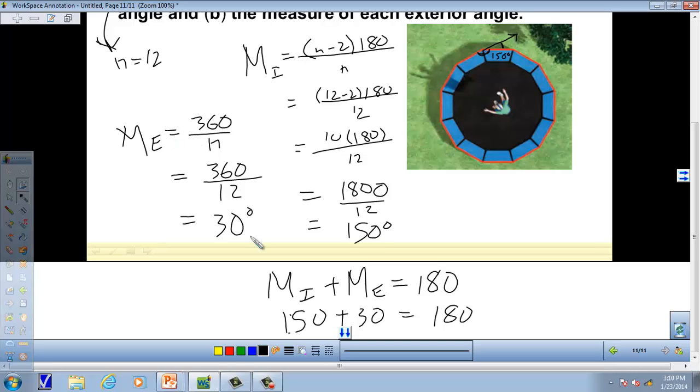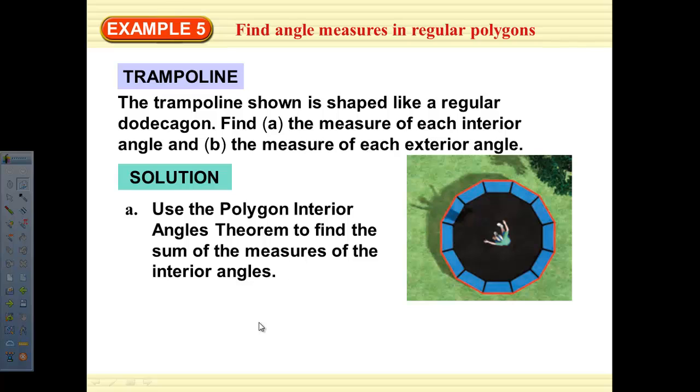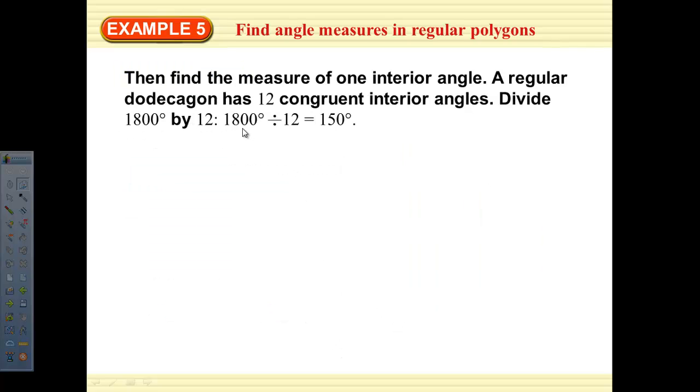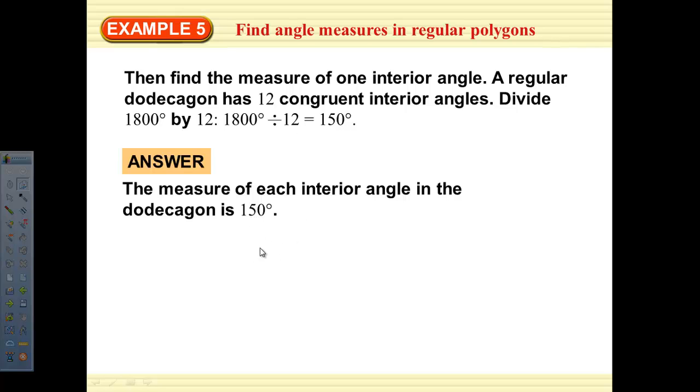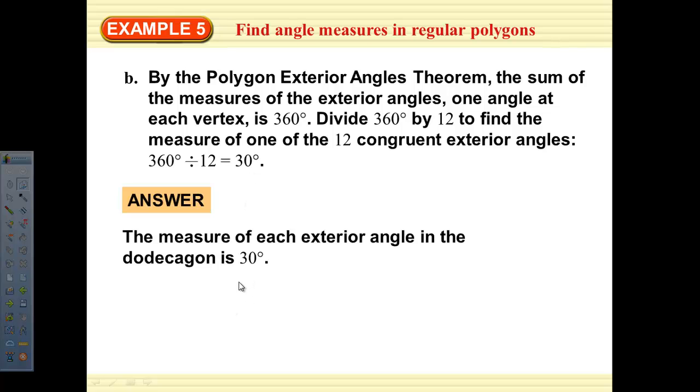If you have a choice of using either of these two formulas, what I would do is use this formula to find this and then subtract from 180 to find this. But that's my choice. So again, we find the sum of the interior angles using n minus 2 times 180, and we end up with 1800. We divide that by 12 because that's the number of sides. 1800 divided by 12 is 150. For the second part, we know the sum of the exterior angles is 360, so we do 360 divided by 12 to get 30. And there's our answer there.